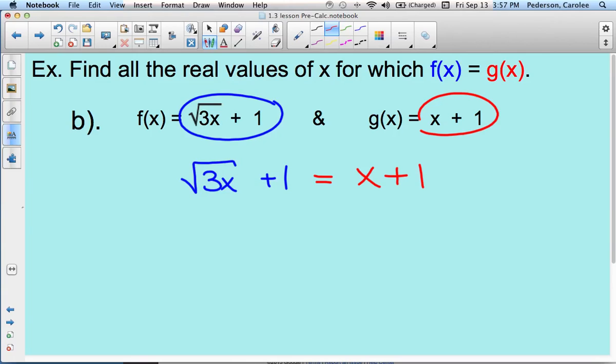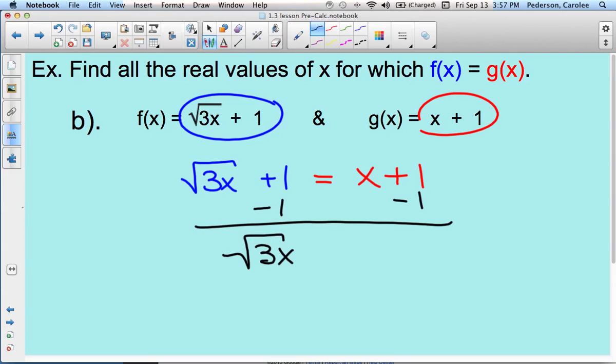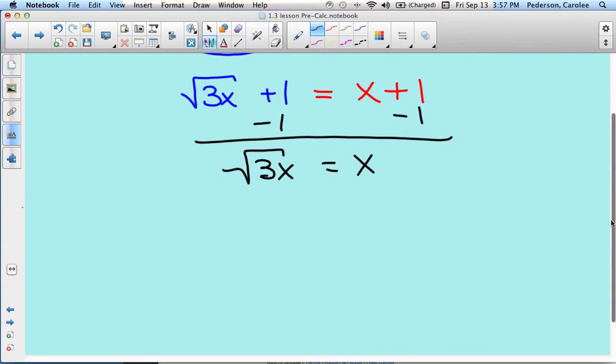So first I'm going to go ahead and combine like terms. I'm going to subtract 1 from both sides. So I'm left with square root of 3x on the left and x on the right, because those 1's cancel out. Now what I have is a radical here. To undo a radical, I can square both sides. So I'm left with, on the left side, 3x, and on the right side, x squared.